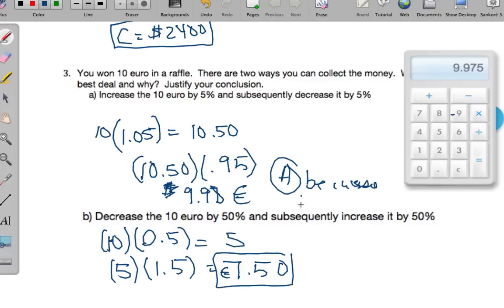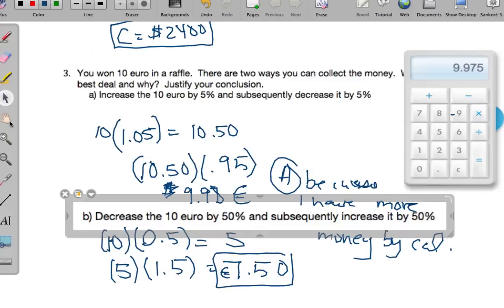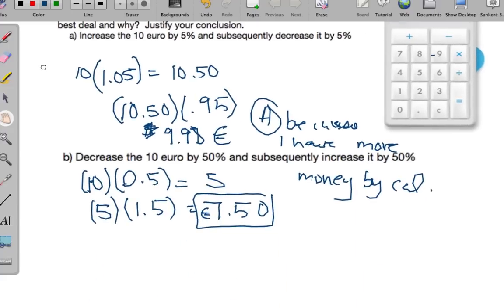Because I have more money by calculations, and I've shown my calculations. We always have to show our work when we do these. All right, last problem of the day. Let's move up here.